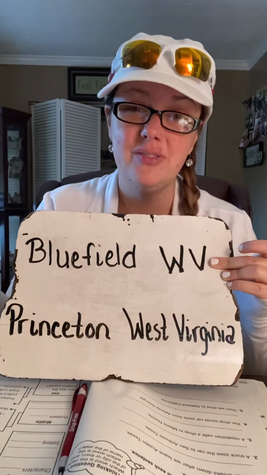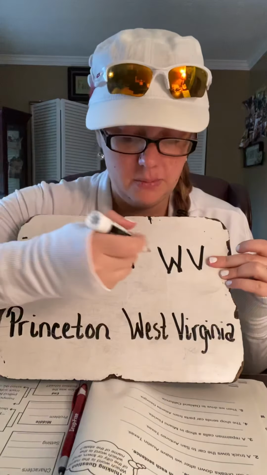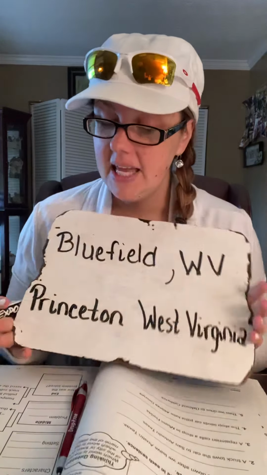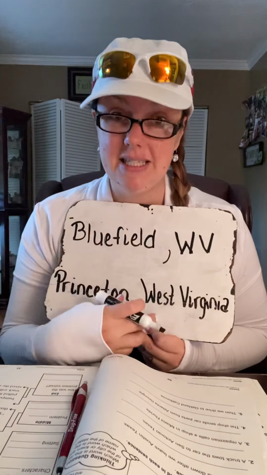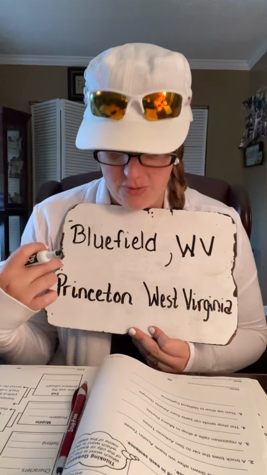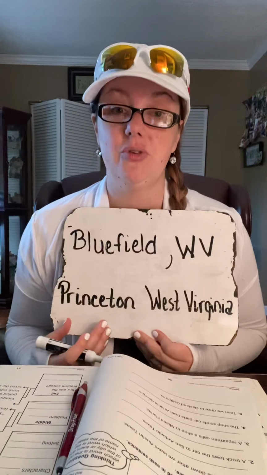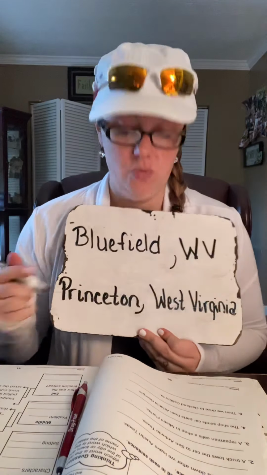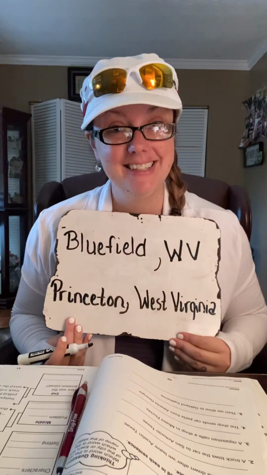I've never heard of the state Bluefield, West Virginia. West Virginia is the state. So we need to make sure that we separate it with a comma. Now, I live in Princeton, West Virginia, not too far from you kiddos. So I wrote out Princeton and I actually wrote out West Virginia, so no one gets confused. We need to add our comma in there so we separate the city from the state, okay?